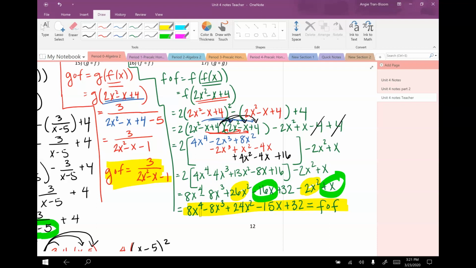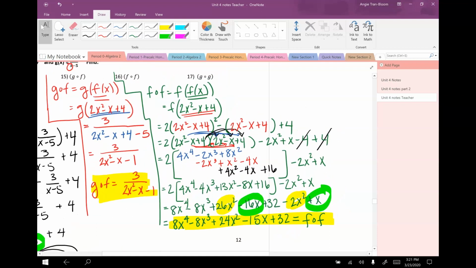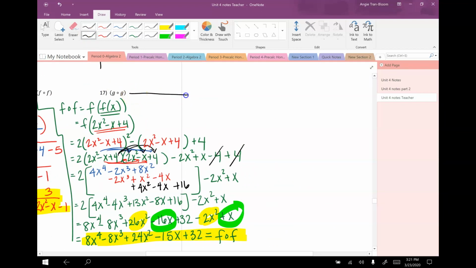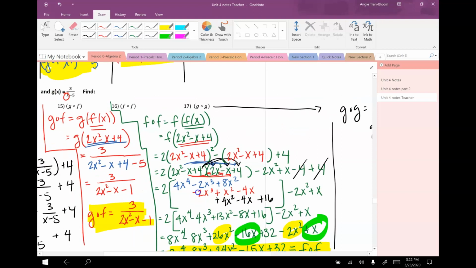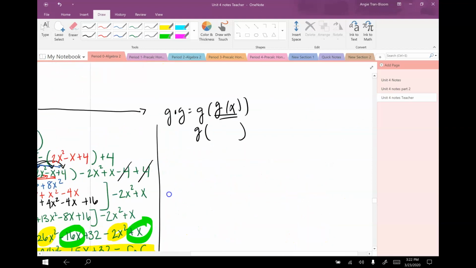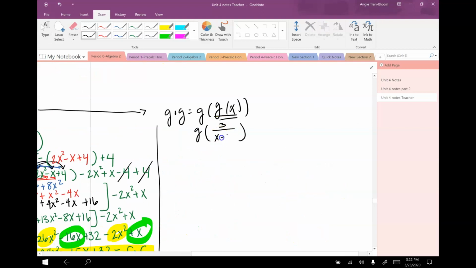Okay. Last example on this set is going to be g of g, which I am now going to do all the way over here. So g of g, meaning that is g quantity g of x. That means the inner component is itself, which is 3 divided by x minus 5. Luckily, there's only one x location, and every time I see that x location, I have to plug in 3 divided by x minus 5.